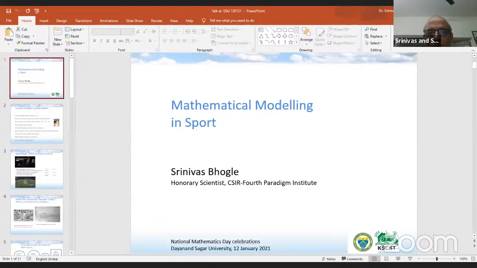Okay, mathematical modeling in sport. I just said sport because I thought it makes it a little more general. But the truth of the matter is that in India especially, sport is almost cricket. So you'll see that bias in the talk as well. I have a slide about other sports, but that's just to make sure that I'm faithful to my lecture title. Otherwise, it will be almost everything about cricket. So if you're cricket lovers, settle down.